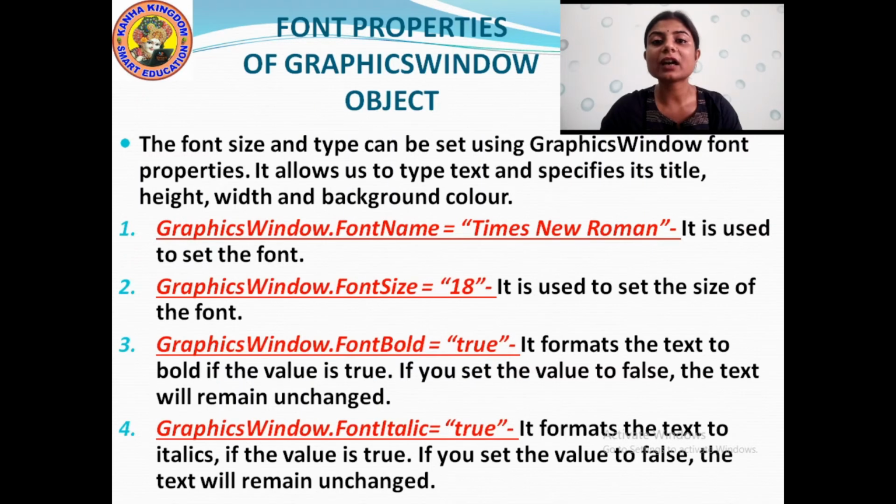It is used to set the font, the design or the type of the font that you want to use to write a program. You can use this property, graphics window full stop font name equal to Times New Roman. This is how you will write the line of code. It will set the font. Then the second one is graphics window font size. This will set the size of the font, how much bigger or smaller you want the font to be.